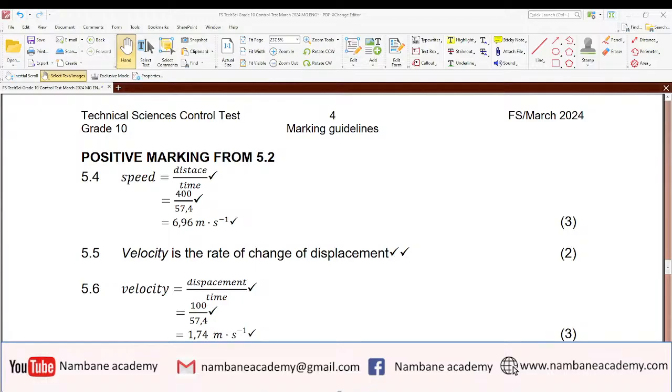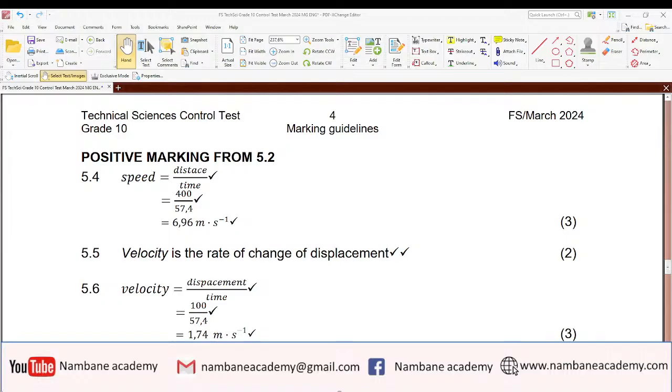So 1 mark for the formula, either in words or symbols. And then now 400 divided by 57.4, 1 mark for both of them, ladies and gentlemen. And the final answer with the correct SI unit, that is now 6,96 meters per second.